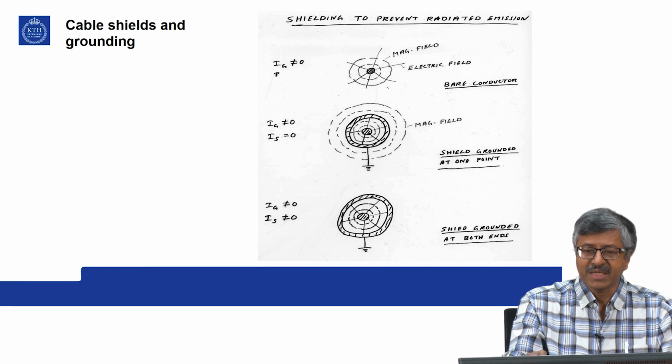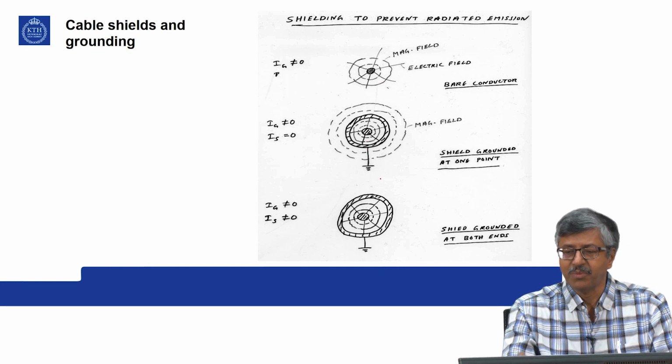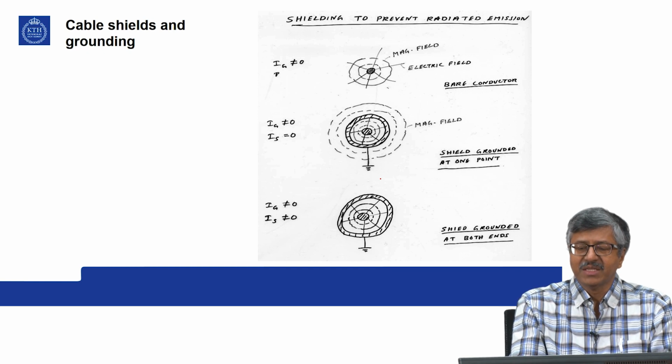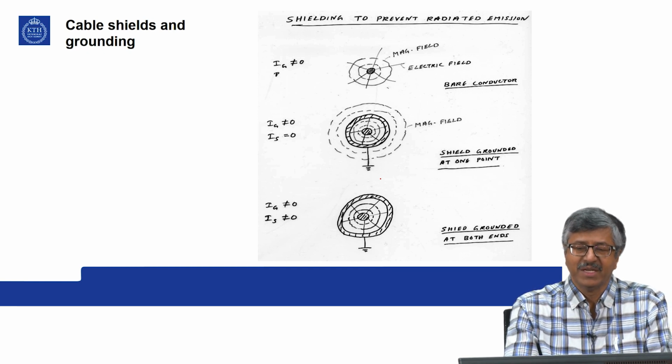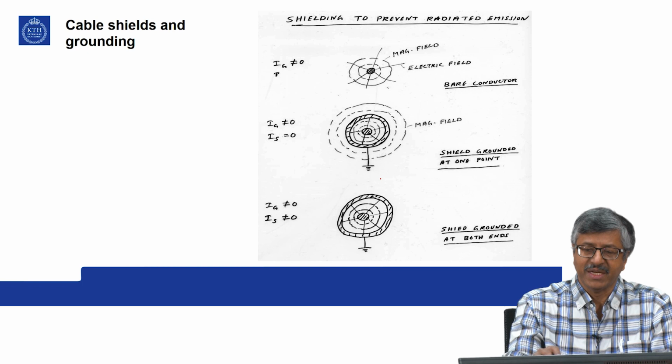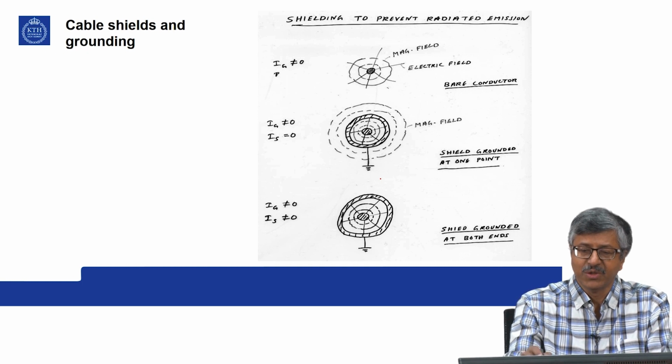But in the second case, the shield is connected to the ground at one point, then at least you are shorting out all the electric field and only the magnetic field is penetrating outside. Still there is no shield current.